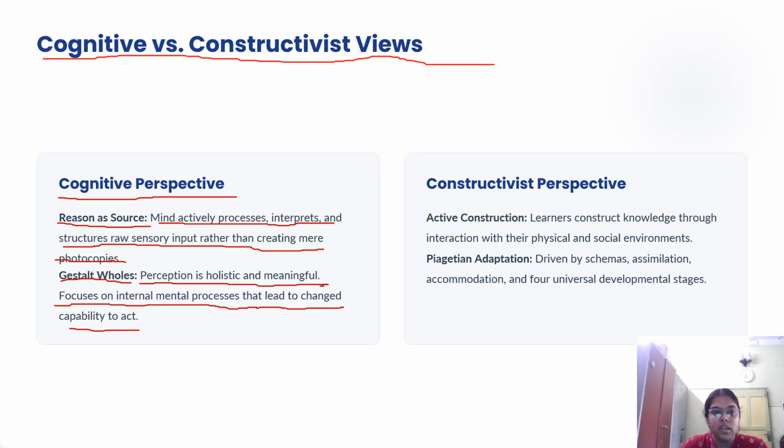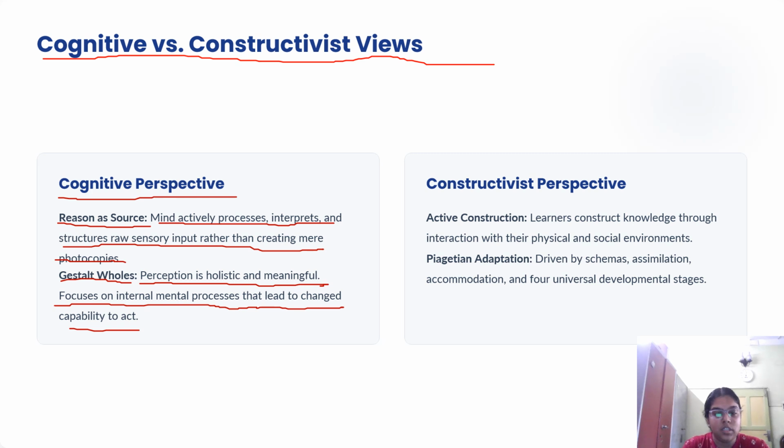In Gestalt hold, it is said that perception, whatever we perceive based upon an incident, is holistic and meaningful. We will discuss Gestalt theory in detail in another unit. There you will notice that focus is given purely on perception, because in Gestalt theory it is perception as a whole. So in Gestalt holds, perception is holistic and meaningful, and it focuses on mental processes which result in a changed capability to act.